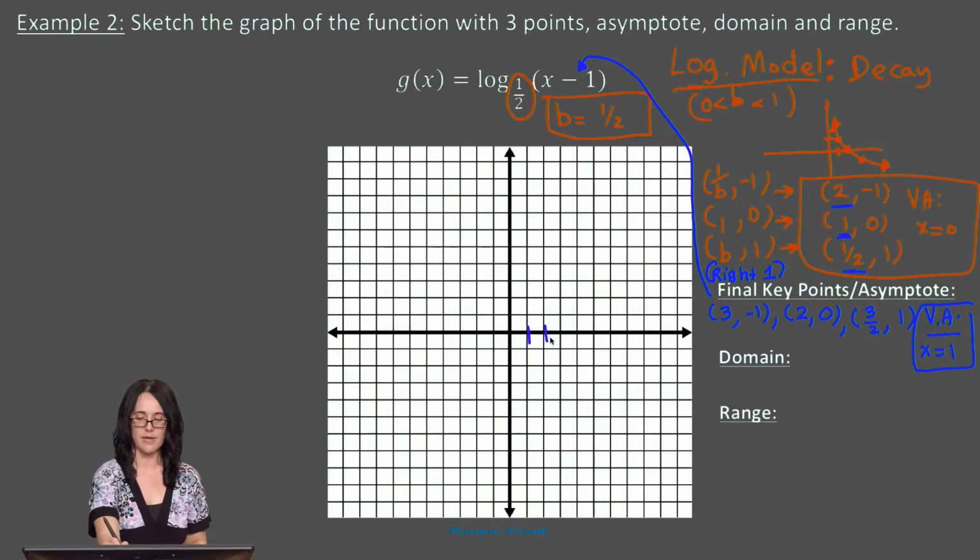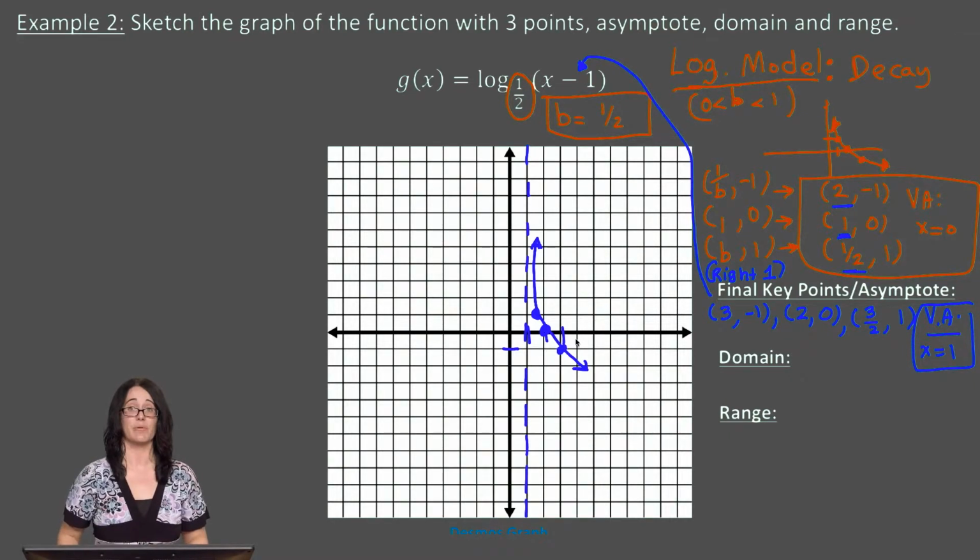At x equals 3, we should be at -1. At 2, we should be at 0. And at 1.5, which is around here, we should be up at 1. We should also have a vertical asymptote, a break in the graph, at x equals 1. And this should be decaying in a logarithmic manner. So it should look something like that. Sorry, it's a bad sketch from my angle here. All right, so something like that should be what's happening.